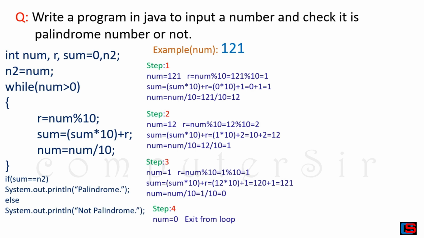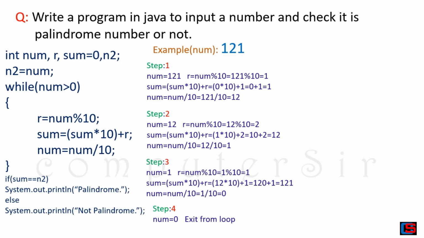But why don't we check the sum variable against the num variable? Because the value entered by the user is stored in the variable num, not in n2. We actually store a copy of the number entered by the user in the variable n2. But you can see in step 4 the value of the num variable has become 0. So if I check sum against the num variable, even though it is a palindrome number, it will never match with the sum value.